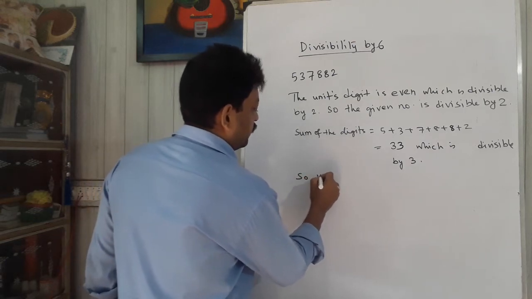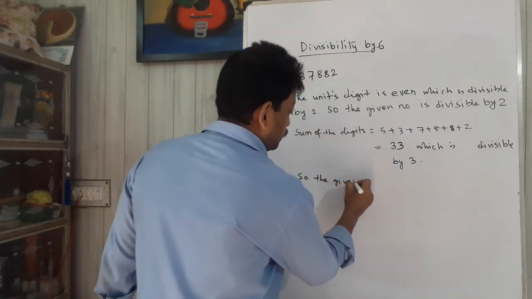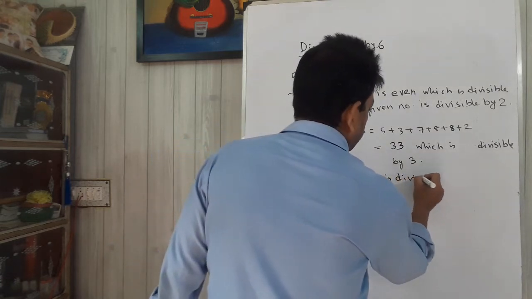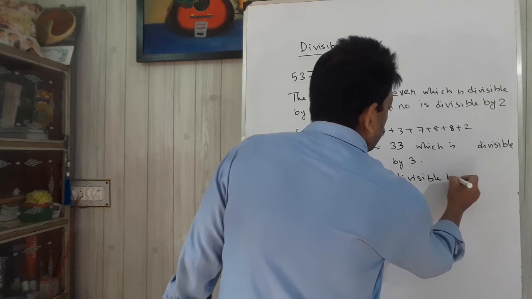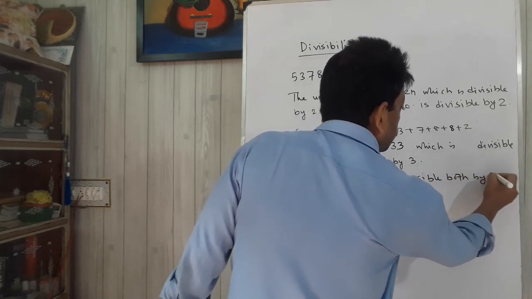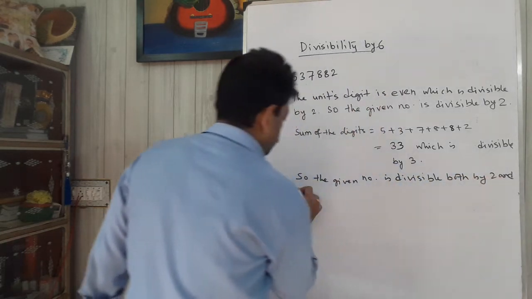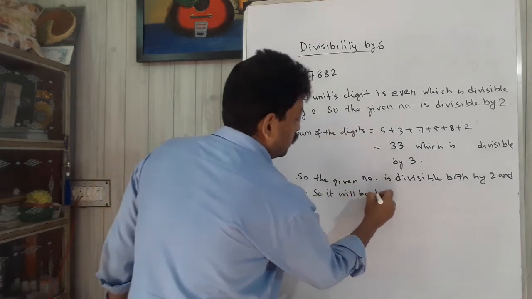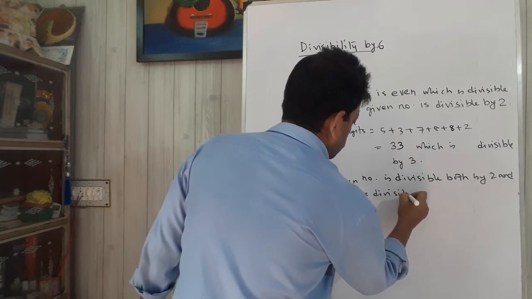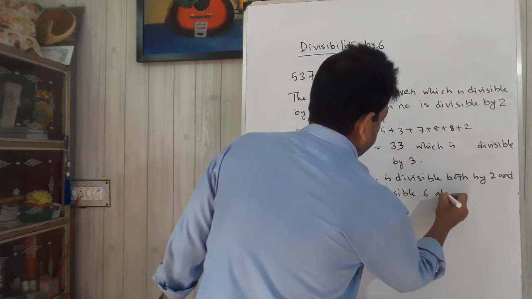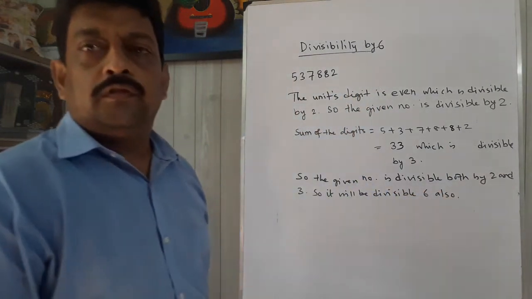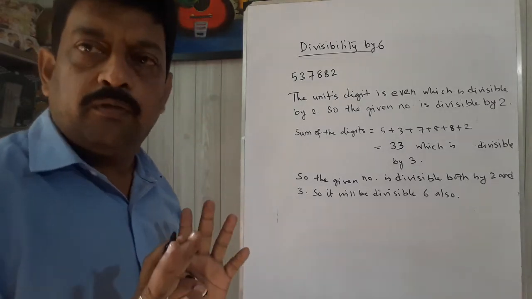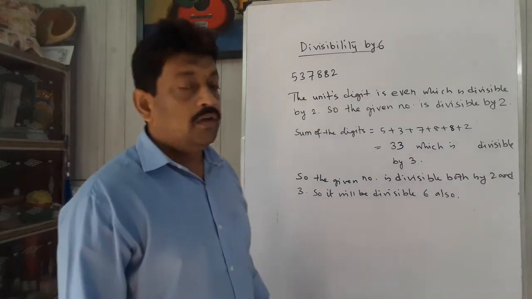So the given number is divisible both by 2 and 3. So it will be divisible by 6 also. So you have learned how to check the divisibility by 6. Up to 6 there is no problem. These are all very easy things.